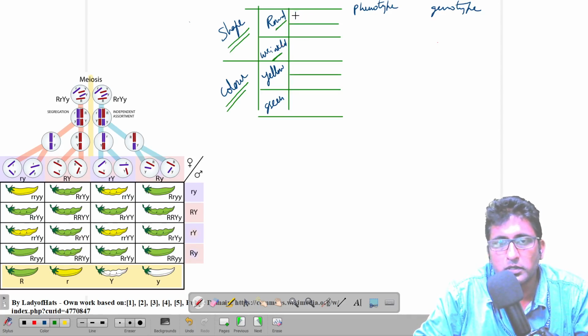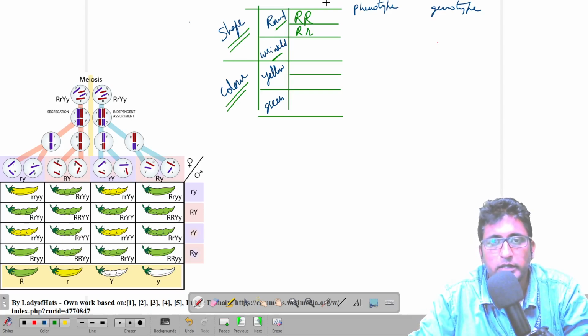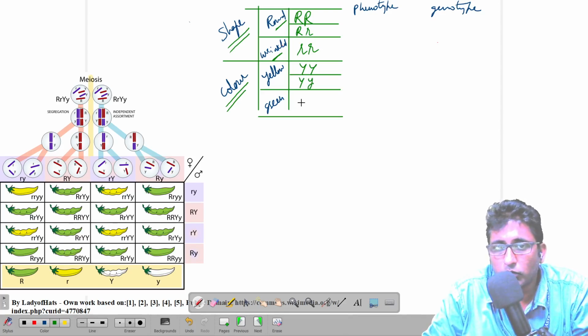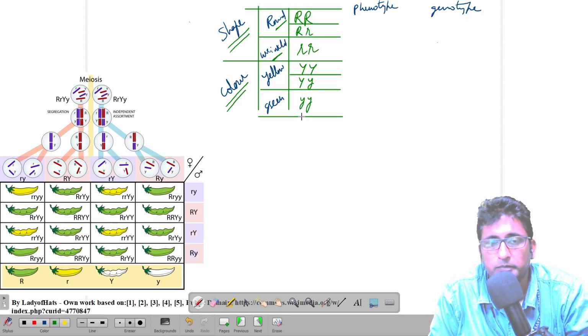if we are talking about the diploid state, it could be capital R and capital R, and another possibility is capital R and small r. Even in heterozygous, because round is dominant, it would show up. For the wrinkled one, it would be small r, small r. Similarly, for the color, we can have homozygous yellow, capital Y, capital Y, or heterozygous like this. Or it could be green when it is homozygous for small y.